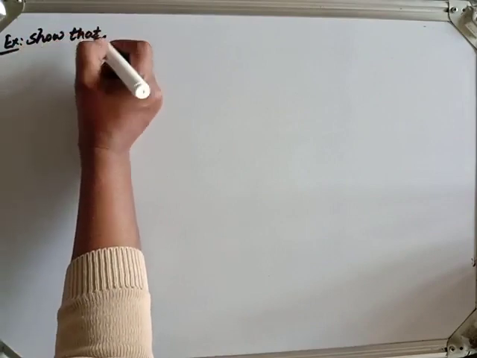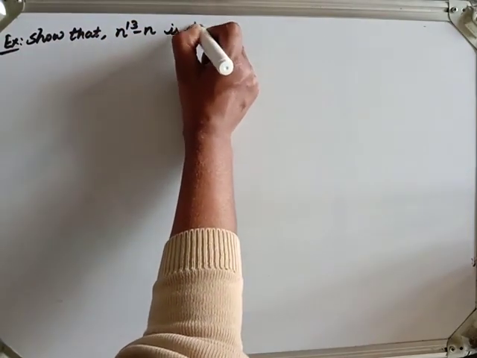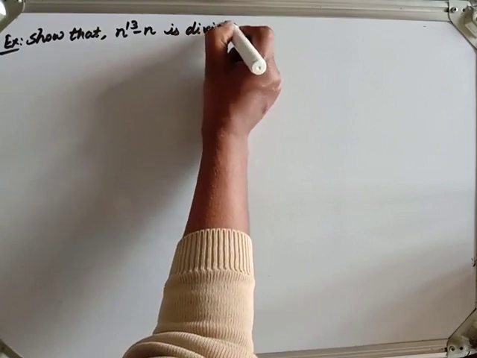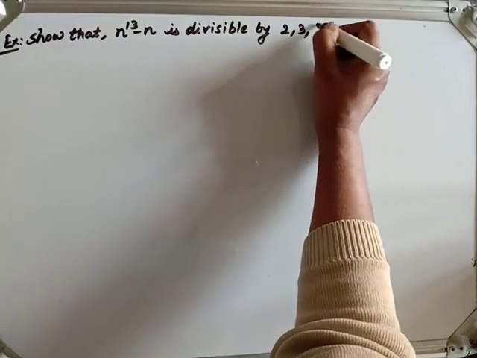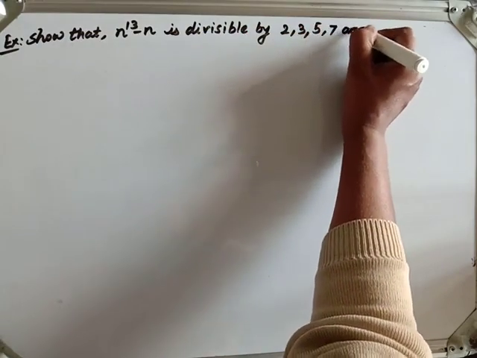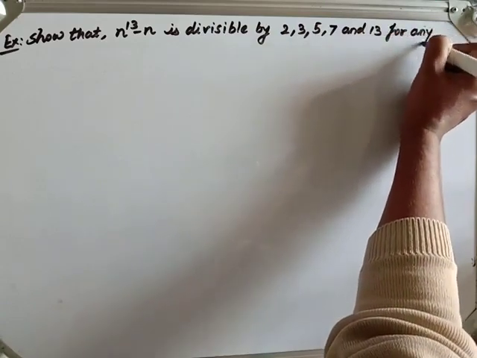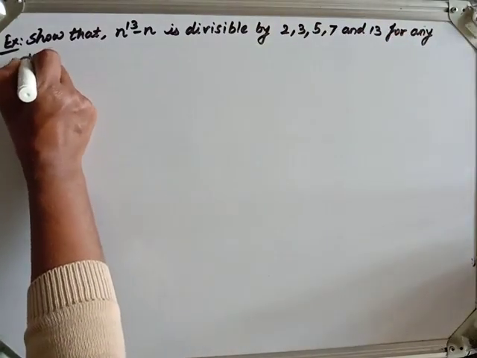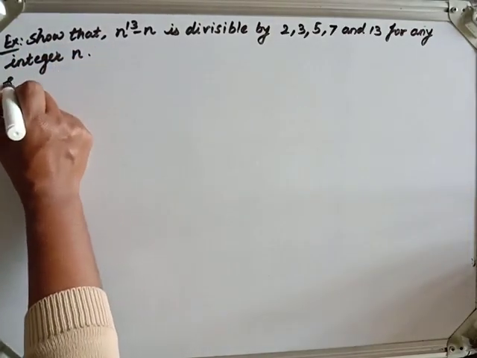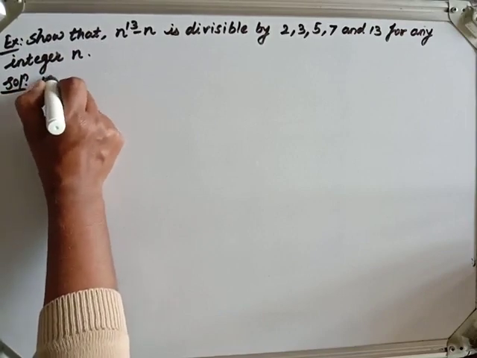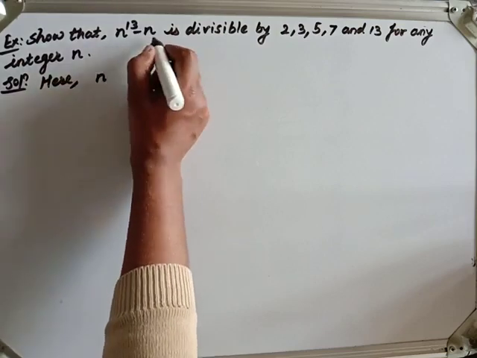Show that n raised to 13 minus n is divisible by 2, 3, 5, 7 and 13 for any integer n. So solution: here, let me factorize this part first.